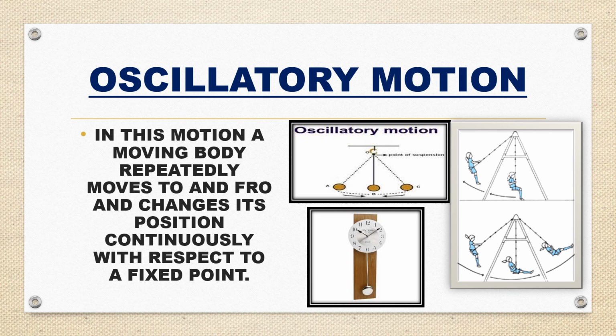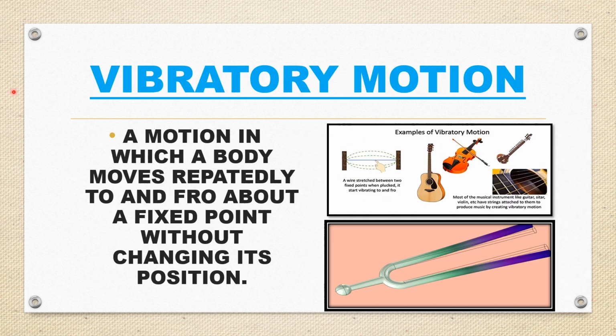Okay, now in the next slide we are going to discuss what is vibratory motion. It is a motion in which a body repeatedly moves to and fro about a fixed point without changing its position. Now, what do you mean by this? In oscillatory motion, we also studied a to and fro movement about a fixed point, but here the body does not change its position. That means it is just hanging at one particular place and moving like this.